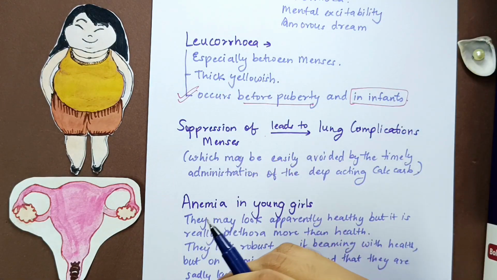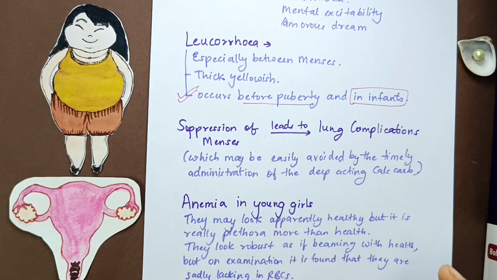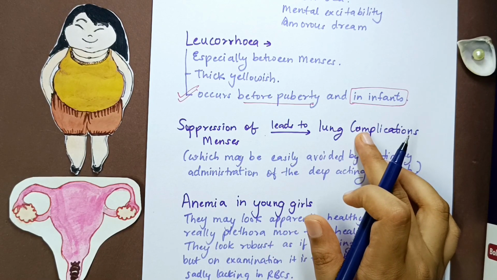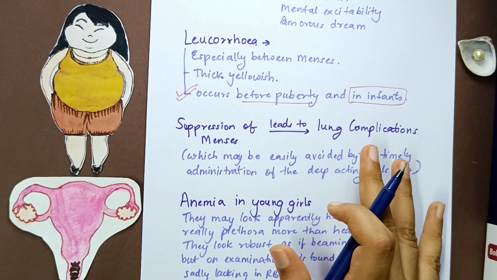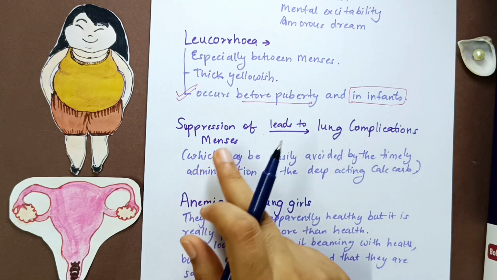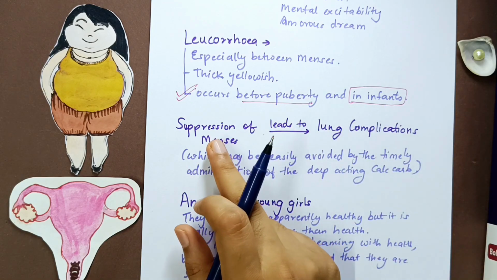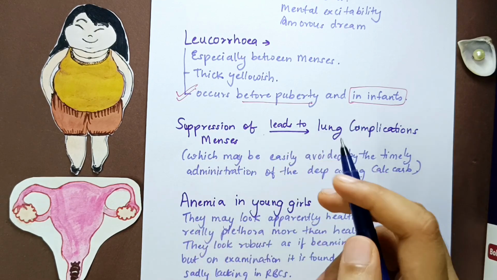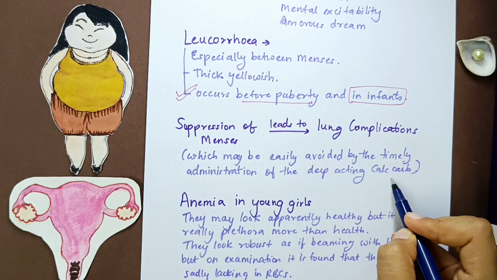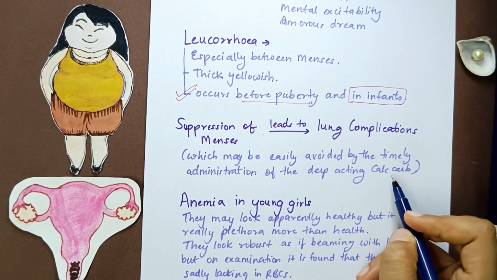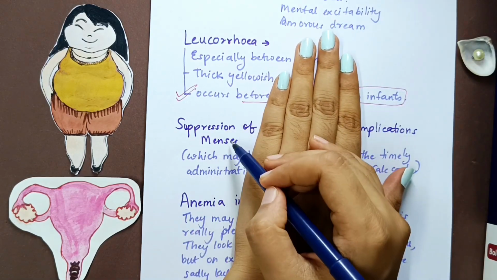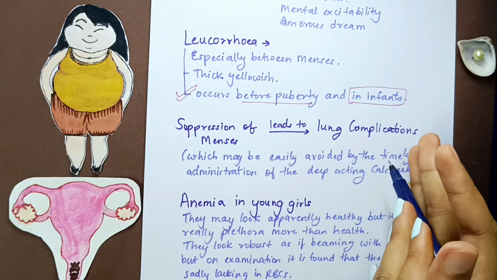So there can be any natural cause also, or you take some pills or something and you suppress your menses, that will lead to lung complications. So some lung related disease will take place if you suppress your menses. Now what Dr. N.M. Choudhuri says is these issues, lung complications, can be easily avoided by the timely administration of the deep acting Calcarea Carb. So if you give this deep acting Calcarea Carb, you can avoid these lung complications. If at this stage only the patient takes Calcarea Carb, then it will not go ahead, right?